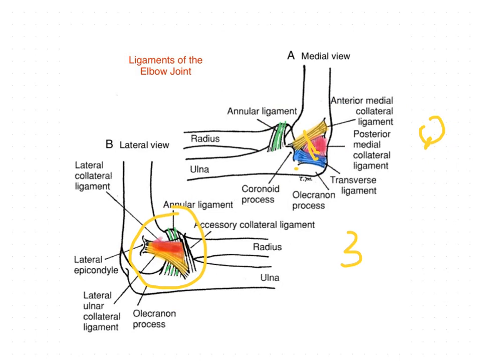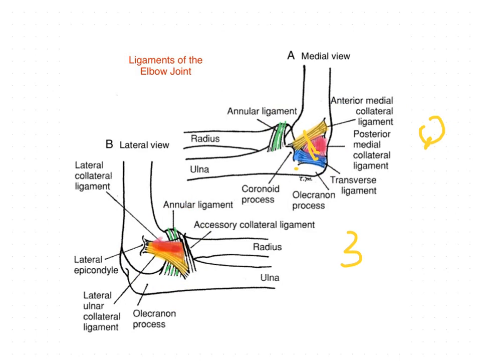If you can see here, this is the lateral epicondyle and this one is the annular ligament. The green one is the annular ligament. The pink part is the lateral collateral ligament, and the yellow part is the lateral ulnar collateral ligament, and some part of the annular ligament. All these are called the lateral collateral ligamentous complex. Okay, and each one also has an individual function.